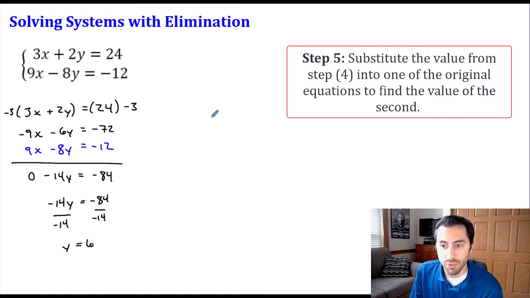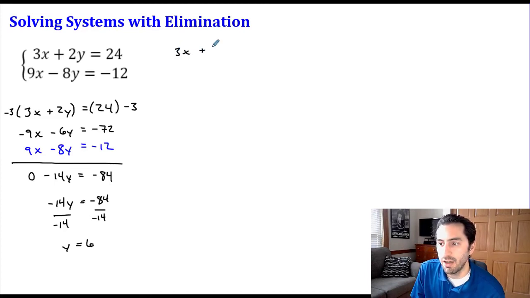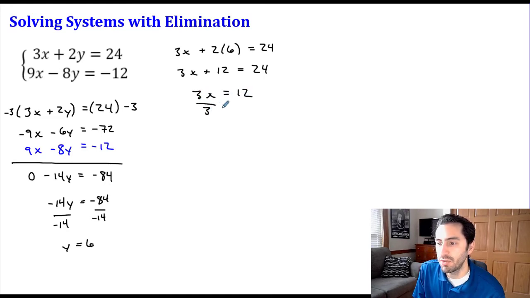Now that we know that first one, we can do a little back substitution to find our second variable. I'm going to go back up to one of my two original equations, and it doesn't matter which one I pick. I'm just going to use that top one. So 3x plus 2, and we'll substitute in the 6 that we found for y, is equal to 24. So 3x plus 12 is equal to 24. Subtracting 12 from both sides, we get 3x is equal to 12. To finish up, dividing by 3, x is equal to 4. And there's our two variables.